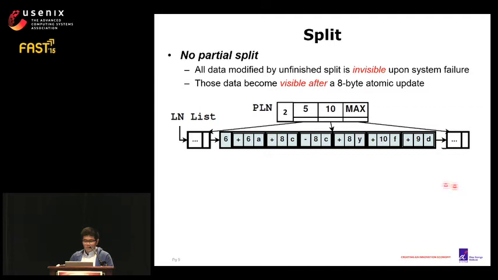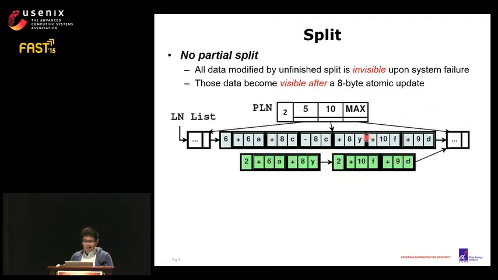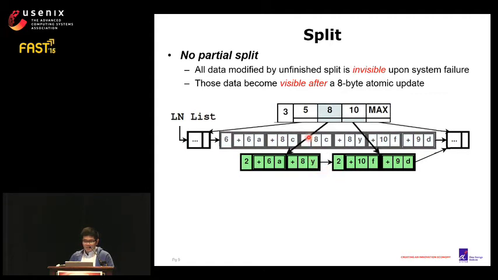Suppose we have a full leaf node here that needs to be split. We first create 2 new leaf nodes, copy the valid leaf node elements, and link them properly. At this point, the new leaf nodes are only visible to the split process itself. Then we insert a separate key to the parent and link them properly. So far, the new leaf nodes are still invisible to the entire leaf node list.